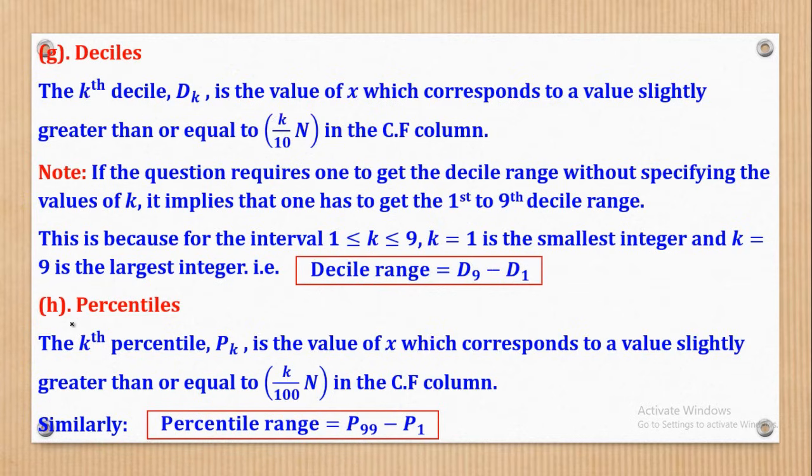Then percentile means out of 100. So if it is kth percentile, it means the position will be k over 100. Now you must note that this is just the position. The value of the percentile is this, Pk. Similarly, if they just say percentile range, it means that you get P99 minus P1, and that would be the percentile range.